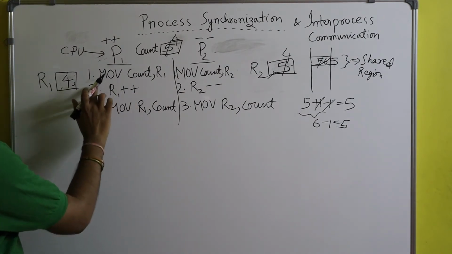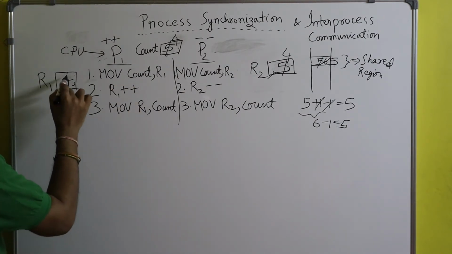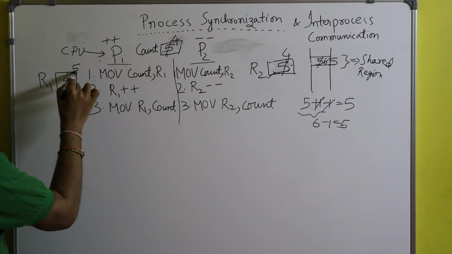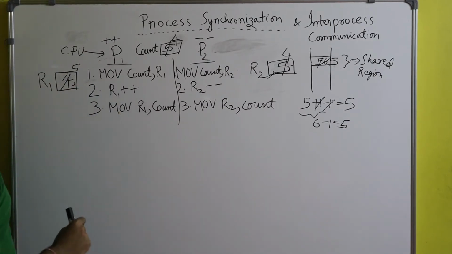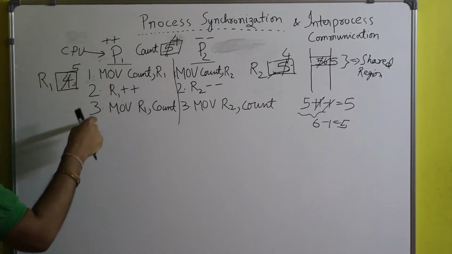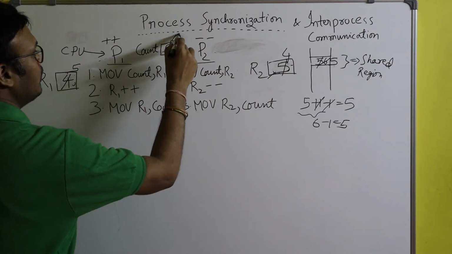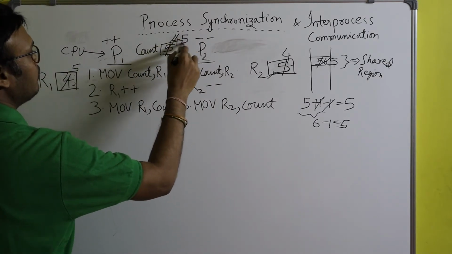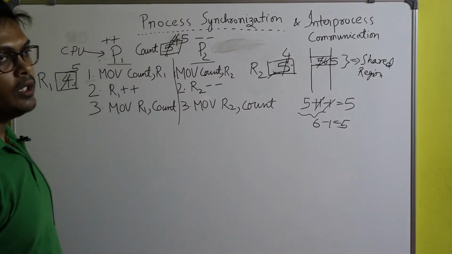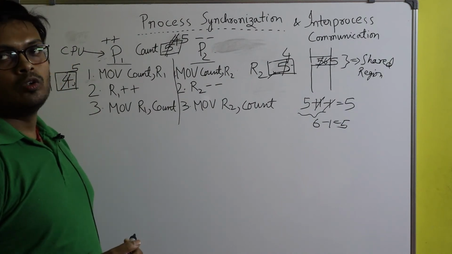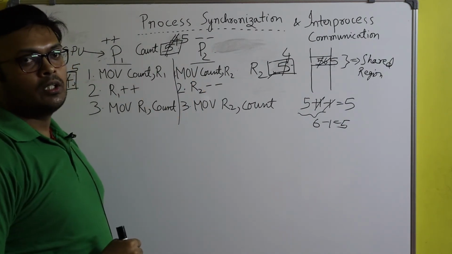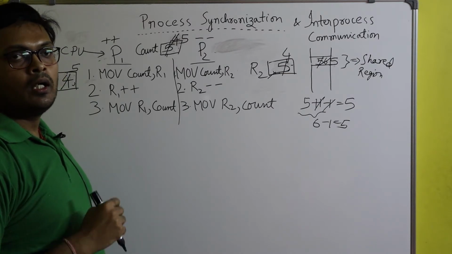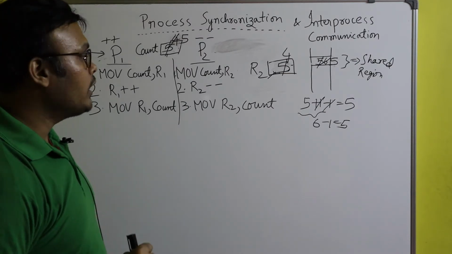Then the second instruction, R1 plus plus. So now it will become 5. And you see the third instruction, move R1 comma count. So this value 5 will again move to count. So 4 will again become 5, and the final value is 5 once again. So you see, even when P2 started first, we still got a consistent result, I mean to say the correct result.